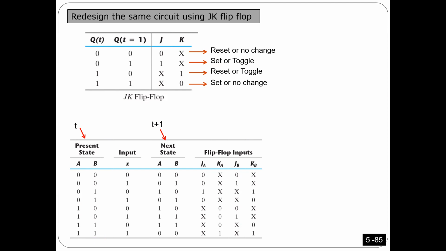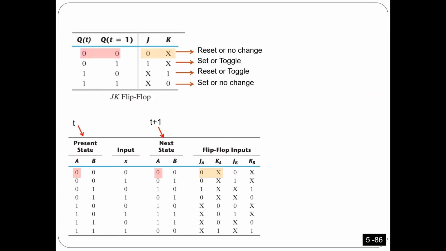Look how I'm going to do it. I have a very nice animation here. Let's look at the first one. As this one is empty, I want to fill it up. The current state here is 0, and the next state has to be 0. So I'm going to move from 0 to 0, and I look at this table: JK has to be 0X. So I'm going to put 0X here.